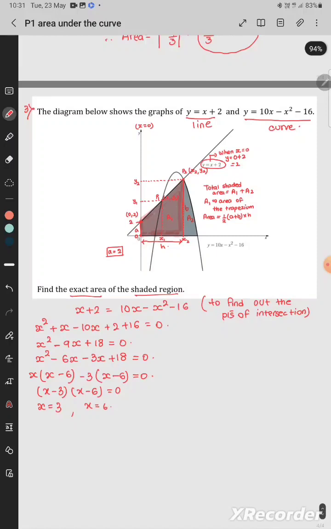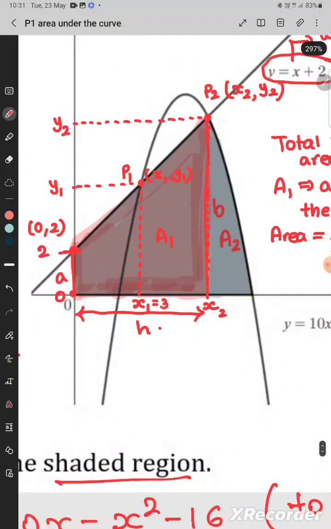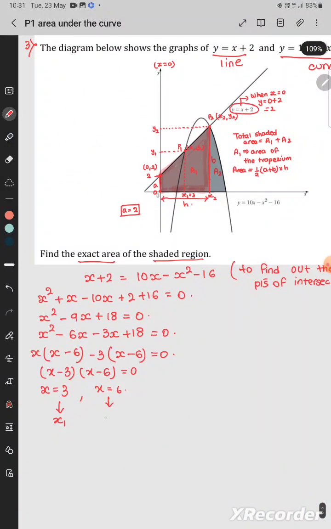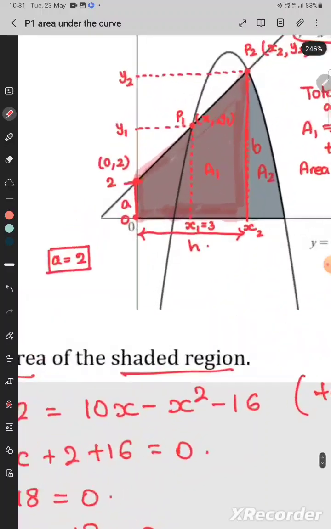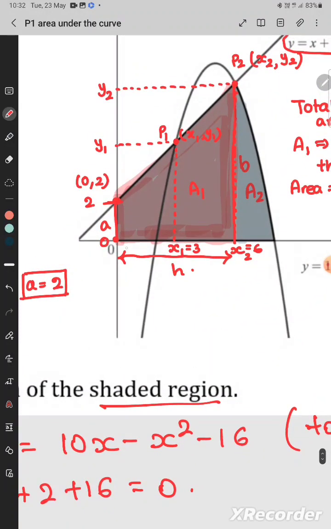So x as 3 is basically x1, which is the x coordinate of P1. If I zoom into the diagram again, this is 3. And x2 is this value, which is 6. So h is x2 minus 0, right? So x2 minus 0, which is 6 minus 0. So we have got the value of h. Next I need to find out the value of y2.